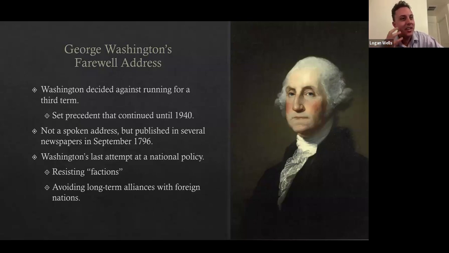We have very contentious factions that exist today, right? Political parties. We are $35 trillion in debt and counting. And long-term alliances with foreign nations, again, it's a complicated world, yet here we are. We're in many different alliances with many different nations.